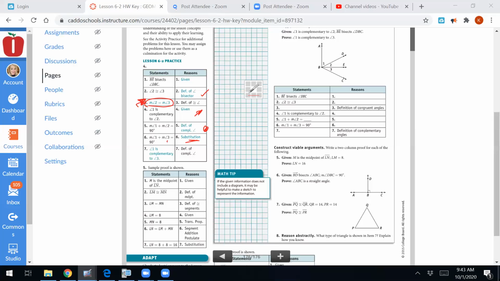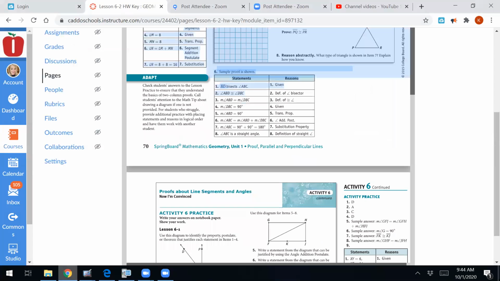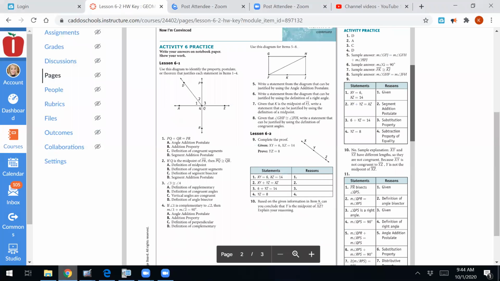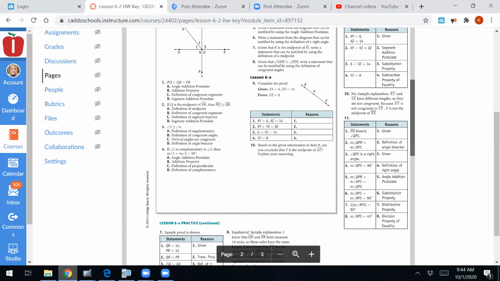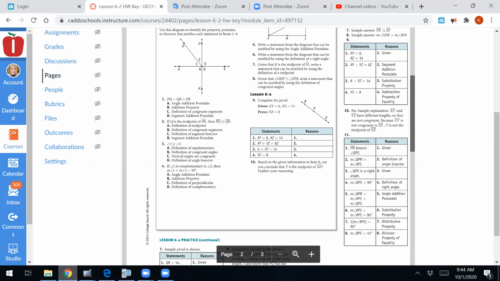Anybody need to jot that down? You have it in your module if you need to go back to it and look at it, but that's that. Now, did I give you the other page? Whoops. Good. All right, so this is number 9. Number 9 was the one that we were doing. Let's see, where's the proof? There it is. Here's your key for number 9.